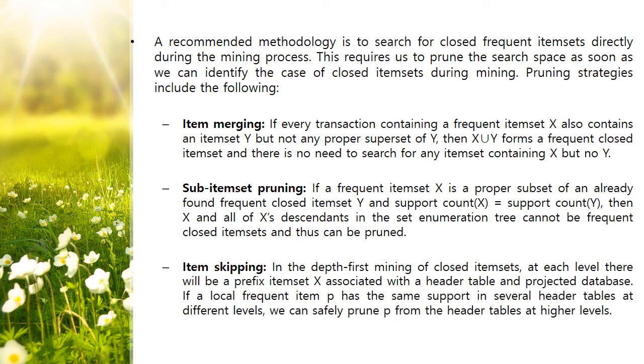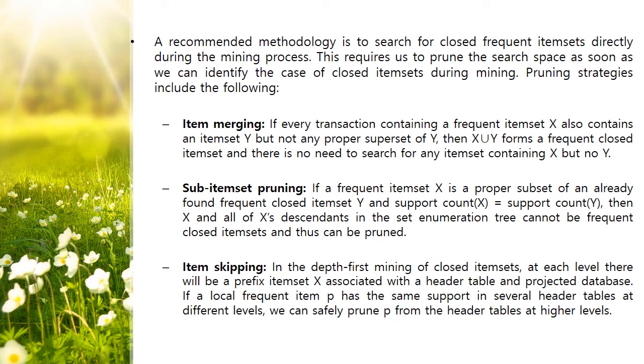Item merging: if every transaction containing a frequent item set X also contains an item set Y, but not any proper superset of Y, then X union Y forms a frequent closed item set and there is no need to search for any item set containing X but not Y. So this is one condition for pruning that will help the search for closed frequent item sets.